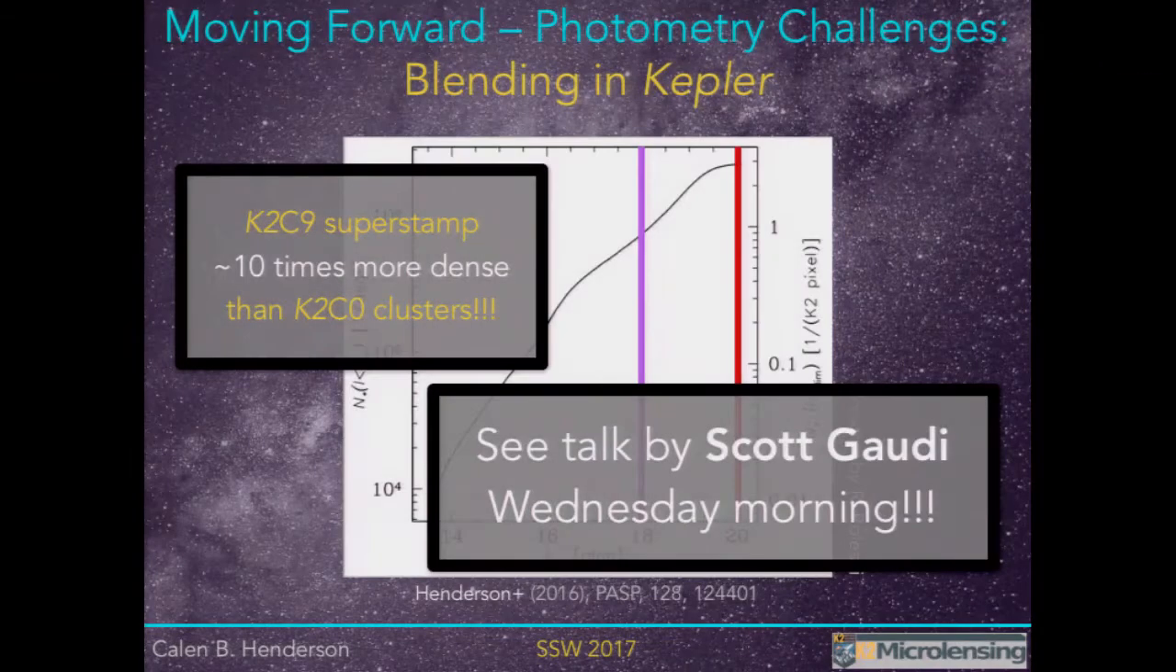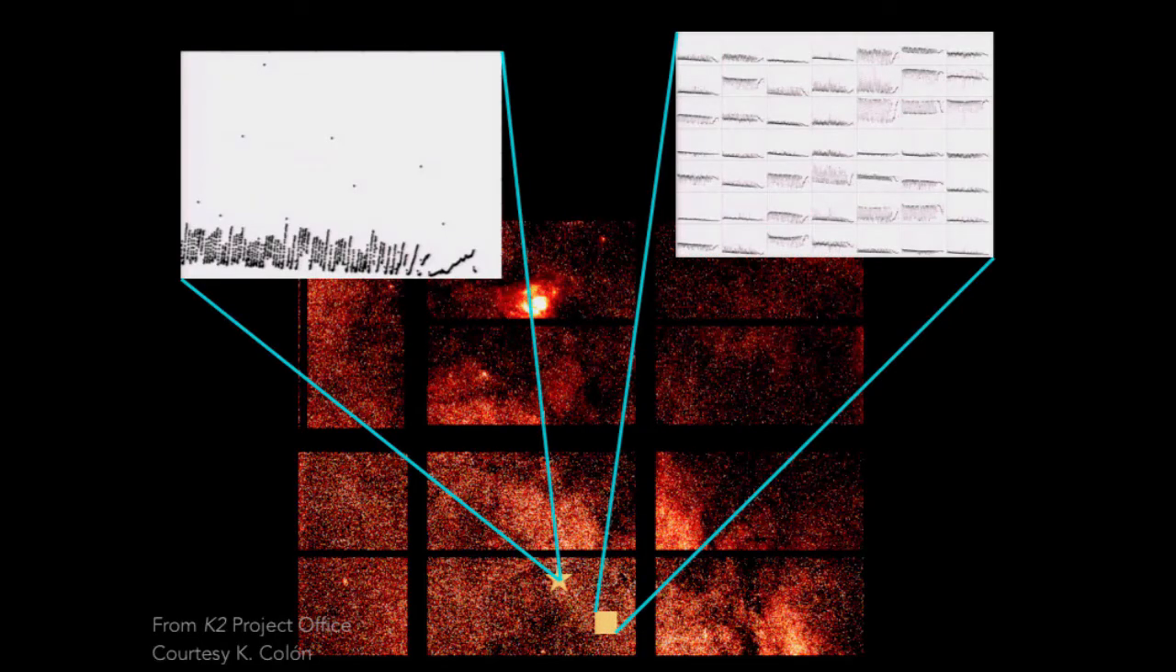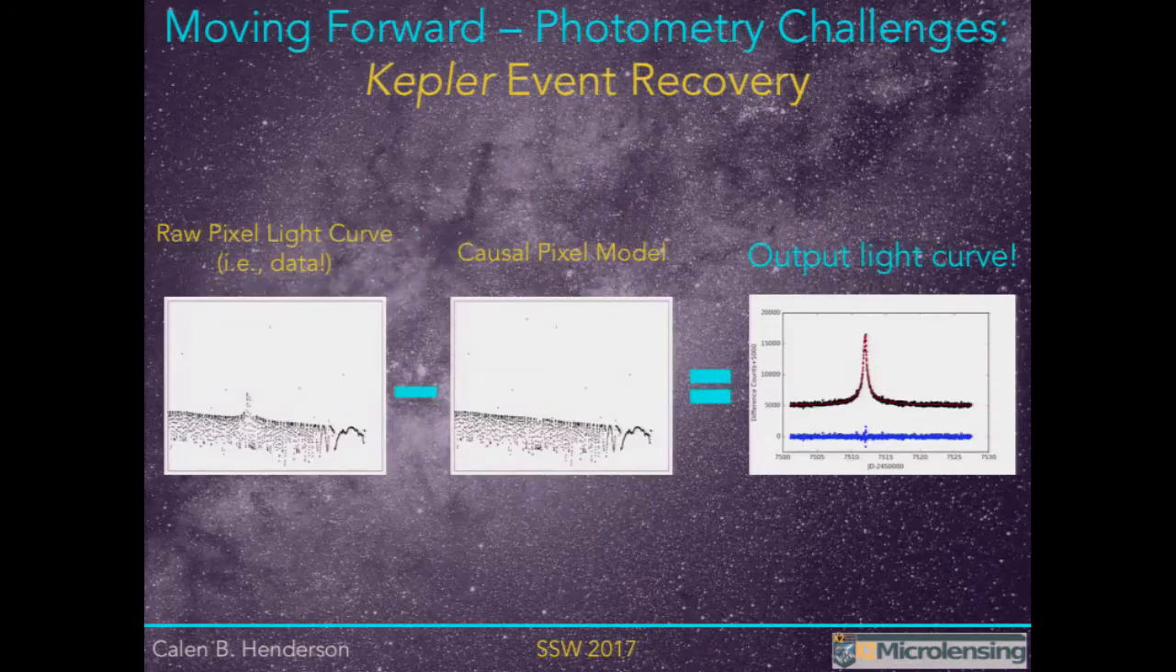And I'm going to point to Scott Gaudi for talking about really from a fitting perspective. He's giving a talk on Wednesday morning for why this is difficult. So I'm going to skip through and then just focus on one of the ways in which people have tried to make this problem tractable, which is to use an algorithm called causal pixel modeling.